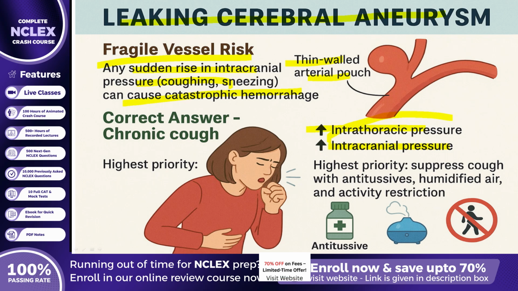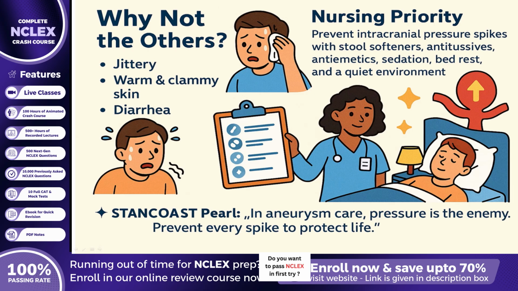Looking more closely at Option 1, chronic coughing is extremely dangerous in this client because each cough abruptly increases intrathoracic pressure, impedes venous return, and produces a surge in intracranial pressure. This can rupture the aneurysm wall almost instantly. Nursing interventions would include administering prescribed antitussives, maintaining humidified air, and ensuring the client avoids activities that could trigger coughing. This makes it the most life-threatening observation and the highest priority.